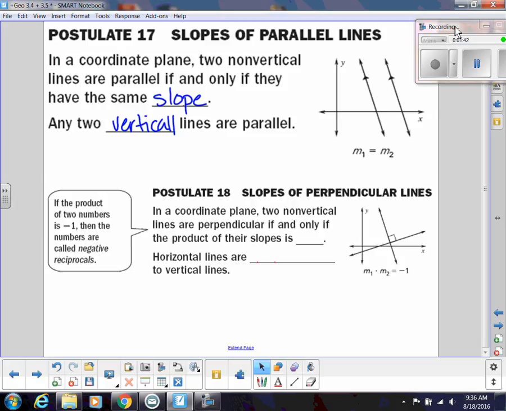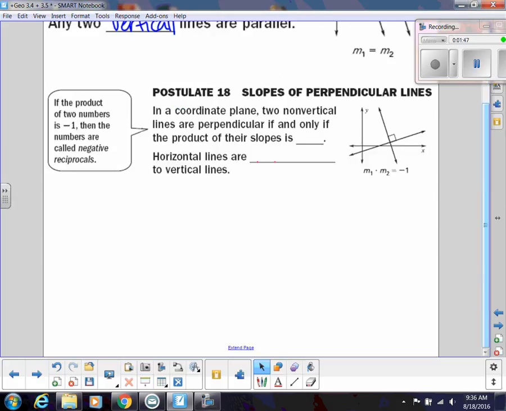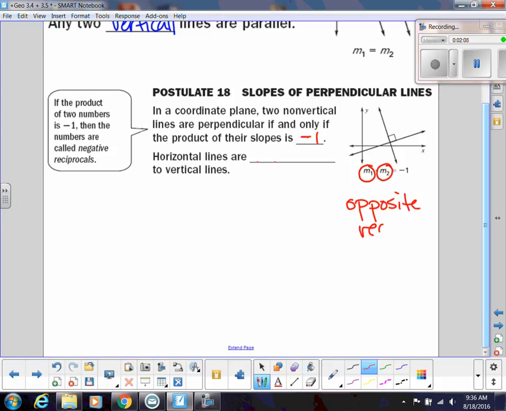Perpendicular, I don't know if you learned that in Algebra 1, so if you didn't, again, please take notes. In a coordinate plane, two non-vertical lines are perpendicular if and only if the product of their slopes is -1. So the slope of the first line times the slope of the second line equals -1. Another way of saying that is the slopes are opposite reciprocals, because that's what has to happen in order for the product to equal -1.